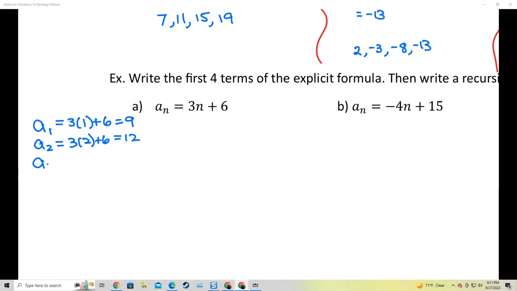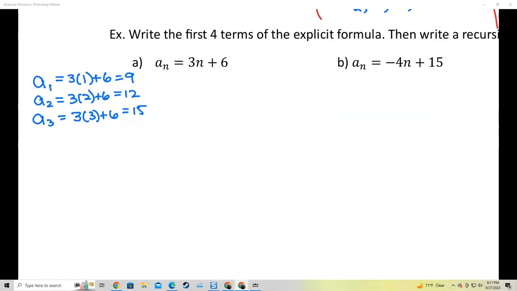I'm going to go a little bit faster now. To get my third term, I'm just going to substitute 3. So it's going to be 3 times 3 plus 6. 3 times 3 is 9 plus 6 is 15. To get my fourth term, I'm going to go 3 times 4 plus 6, which is 12 plus 6, which gives me 18. All right, what did I just find out? I found out that my sequence is 9, 12, 15, 18. All right, I did the first part.